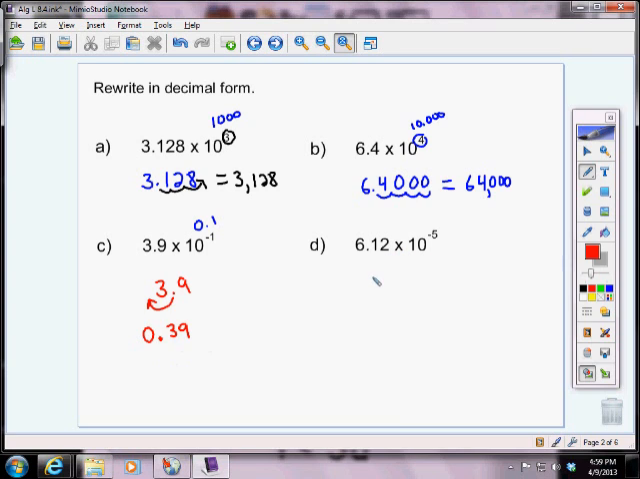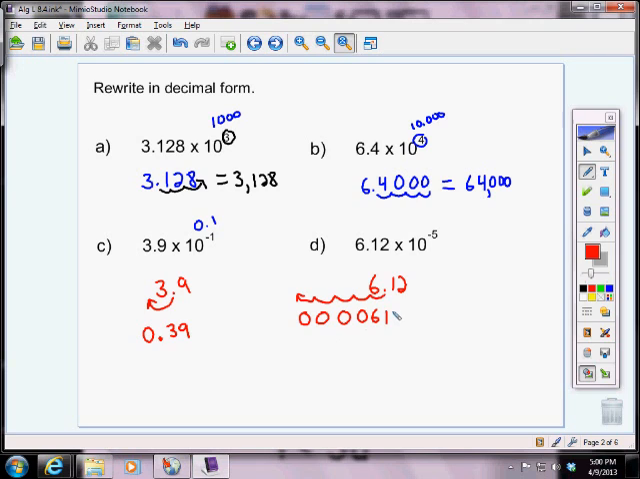6.12 times 10 to the negative 5th. Since it's negative, again, that's like multiplying by 1 over 10 to the 5th, or 1 over 100,000, or one 100,000th. What we can do is move our decimal place over 5 times to the left. 1, 2, 3, 4, 5. What do we do with those blank spots? Put in zeros.